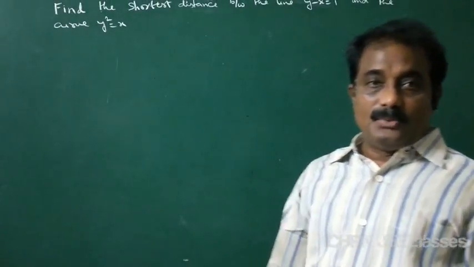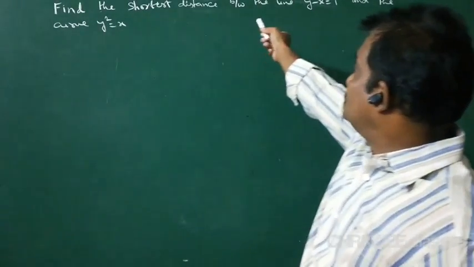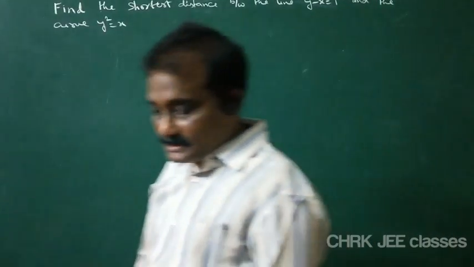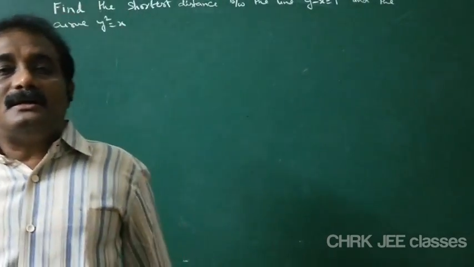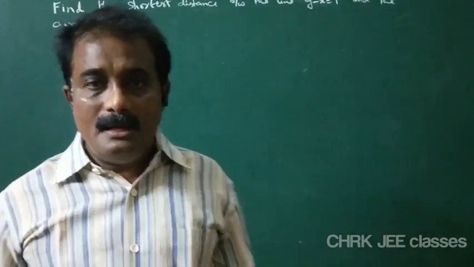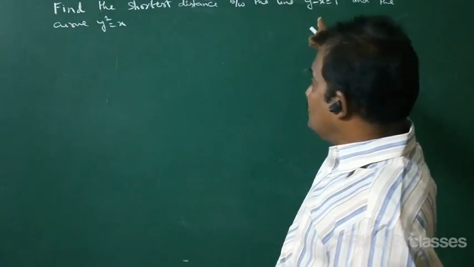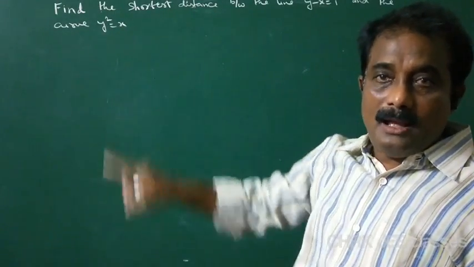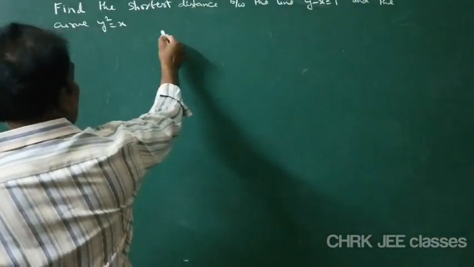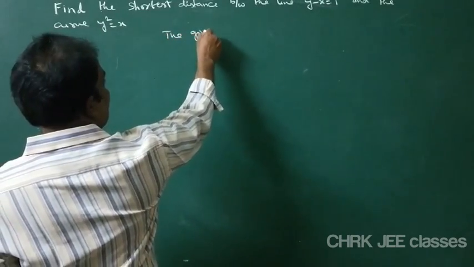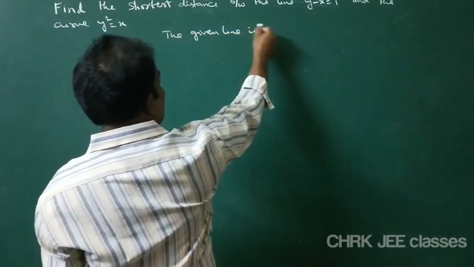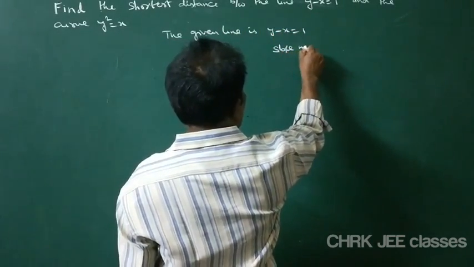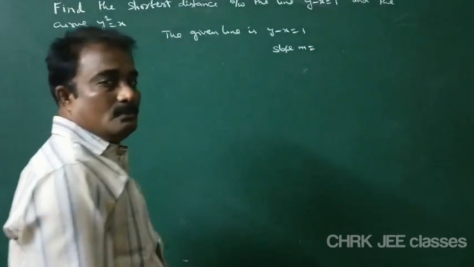We are going to example 2. Find the shortest distance between the line y minus x equal to 1 and the curve y square equal to x. What I said, the shortest distance lies along the common normal. Here, the line which is perpendicular to this one is the normal of that parabola y square equal to x. Now, the given line is y minus x equal to 1. Slope m equal to, what is the slope? 1.